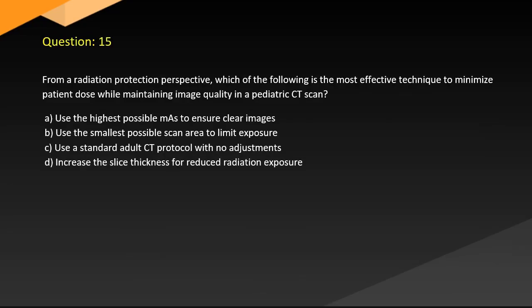Question 15. From a radiation protection perspective, which of the following is the most effective technique to minimize patient dose while maintaining image quality in a pediatric CT scan? A. Use the highest possible mAs to ensure clear images. B. Use the smallest possible scan area to limit exposure. C. Use a standard adult CT protocol with no adjustments. D. Increase the slice thickness for reduced radiation exposure.